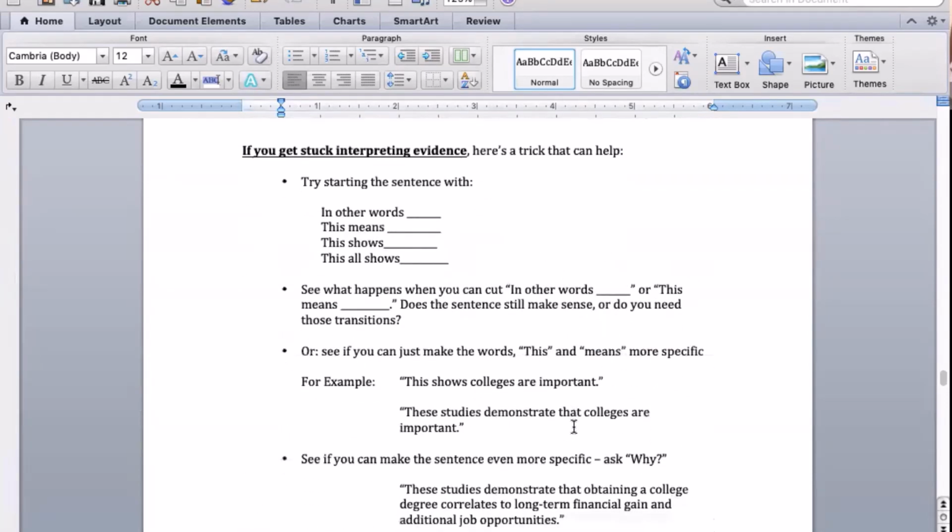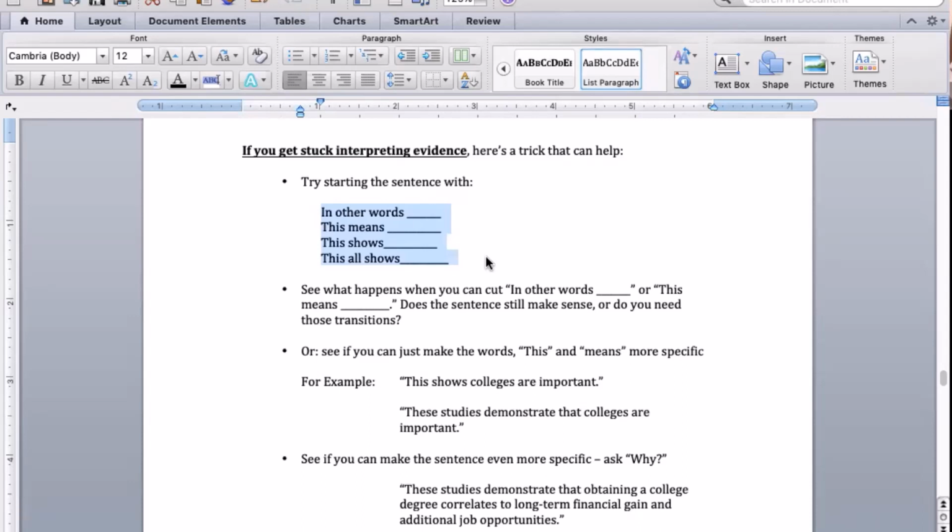Last, and this is, I think, again, one of my favorite paint by numbers, fill in the blank ways to get unstuck: if you're ever having trouble interpreting that evidence, whether it's literally saying here's what the evidence is saying, analyzing the evidence, or synthesizing it, these are a few quick fill in the blanks that can start moving a brain towards exactly those things. In other words, I'll give a pretty good summary. This means, this shows, this all shows, and then it's filling in that blank.